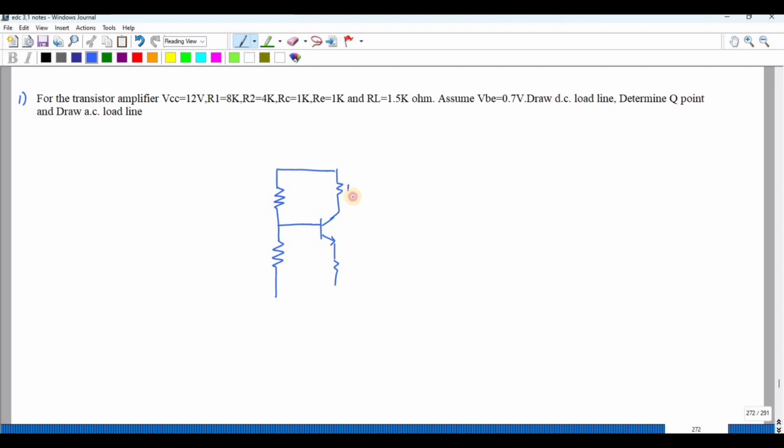You have RC is equal to 1K, RE is equal to 1K, R1 is equal to 8K, and R2 is equal to 4K, and supply VCC is equal to 12 volt, and it is connected to a resistor RL that is equal to 1.5K.